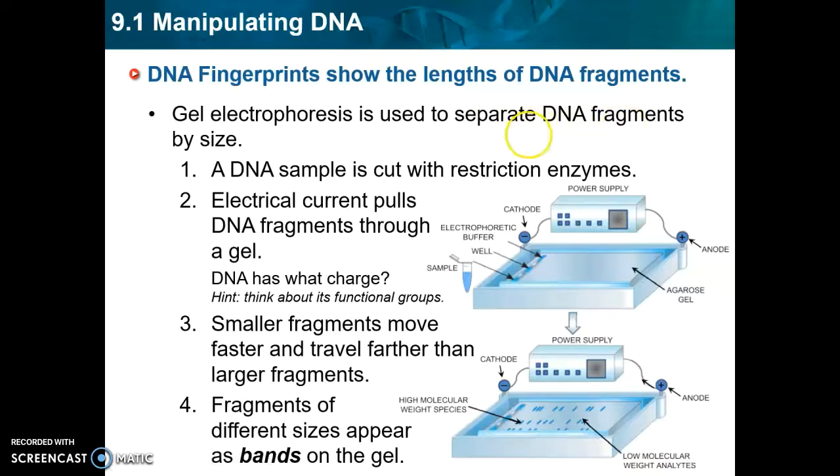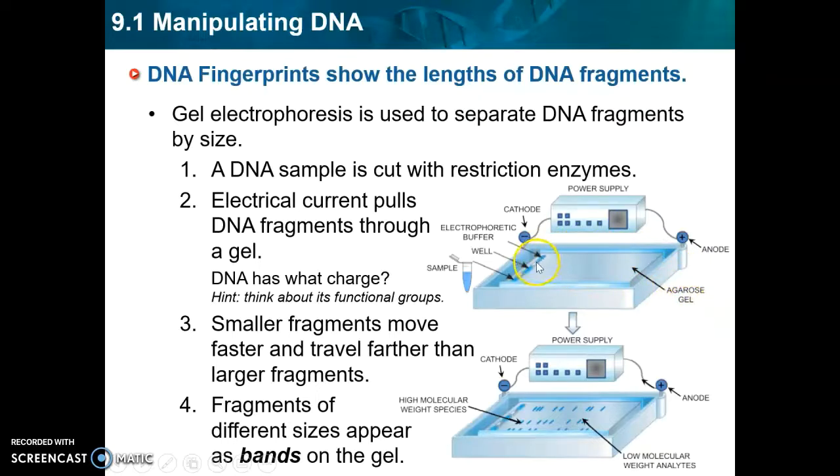So what we have here is a power supply. If we're using electricity, we need a power supply. We have a cathode and an anode. That's your negative and positive terminals. There is going to be a gel. This rectangle is a gel made out of something called agarose. We'll talk about that on the next slide.